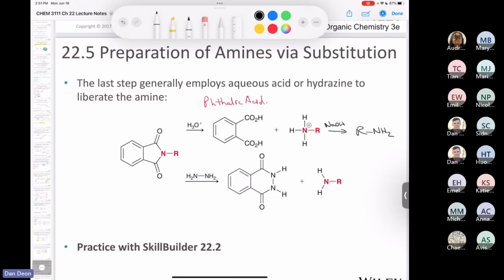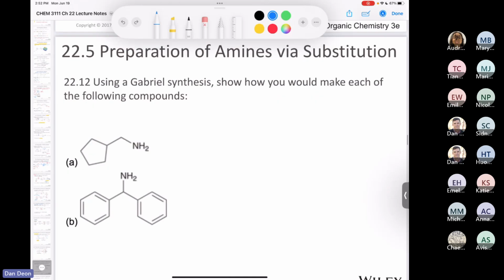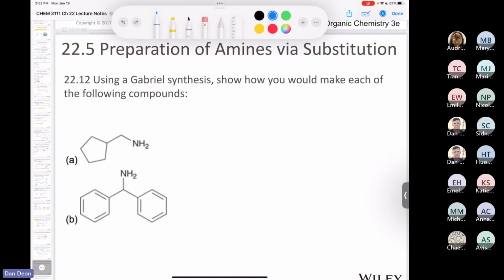Or another option is to treat it with NH2NH2, which, if you remember, is called hydrazine. We used it to make a hydrazone in chapter 19. And actually, this is a better reaction because you end up with the free amine. And I think that if you treat this with aqueous acid, it takes a long time to heat that up and hydrolyze it all the way to the phthalic acid. So with that in mind, let's take a look at how we might use Gabriel synthesis to make each of the following compounds. And we know that when we're doing a Gabriel synthesis, we need some kind of alkyl halide.